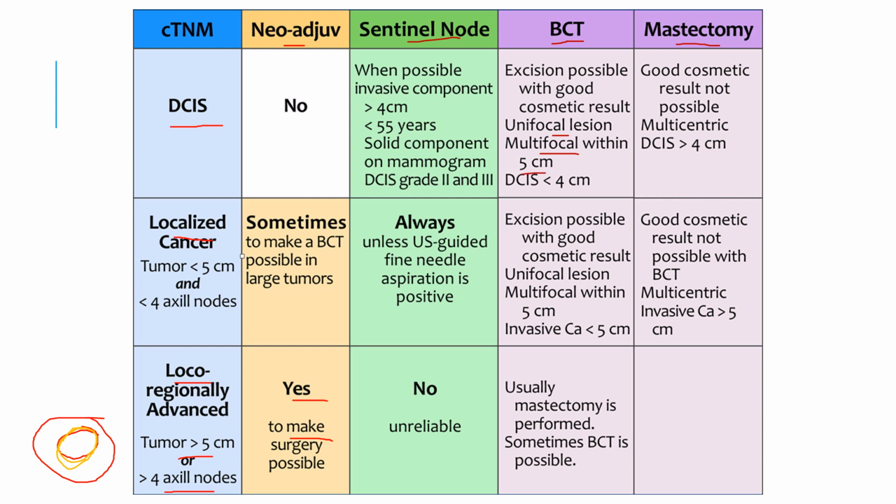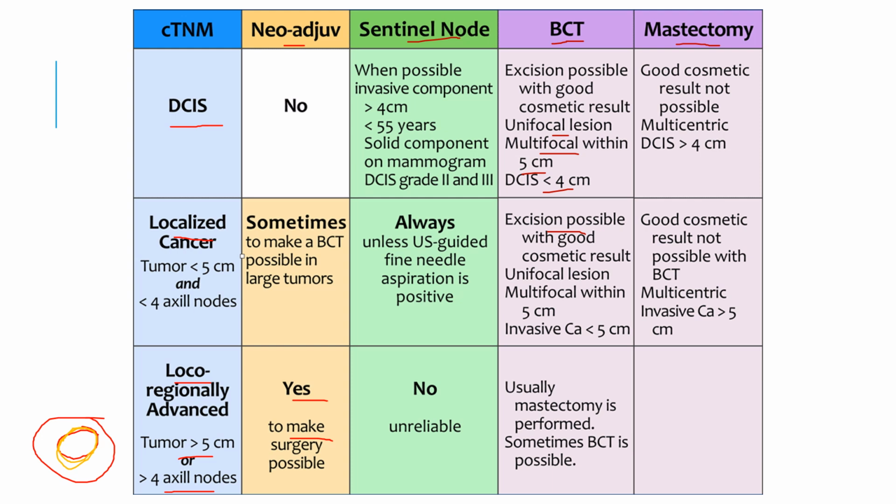Okay, we have told about multifocal and multicentric. Multicentric means in different quadrants, and multifocal means in the same quadrant, different lesions. If it's within 5 centimeter, you can still go for breast conservation, or for carcinoma in situ less than 4 centimeter. Okay, again for localized cancer also you can do if the excision is possible with good cosmetic result, and the margin can be excised.